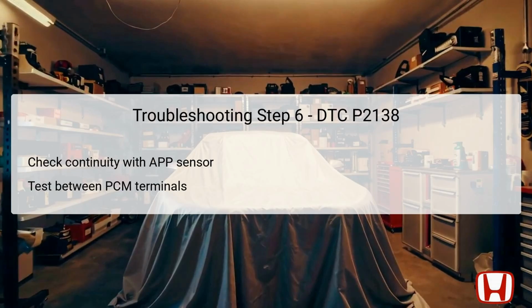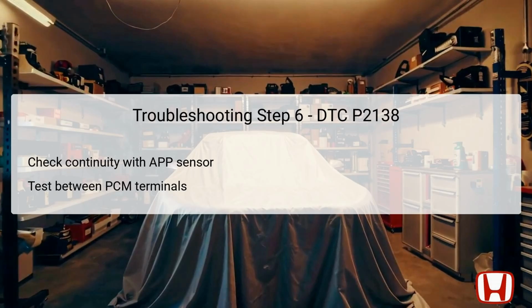If continuity is not present, there could be physical damage to the wiring or a connector issue that requires further investigation. After confirming the continuity between the PCM connector terminals, the next step involves disconnecting the APP sensor 6P connector. This disconnect is essential to isolate the circuit for further testing. Again, you will check for continuity between PCM connector terminals A18 and A19.